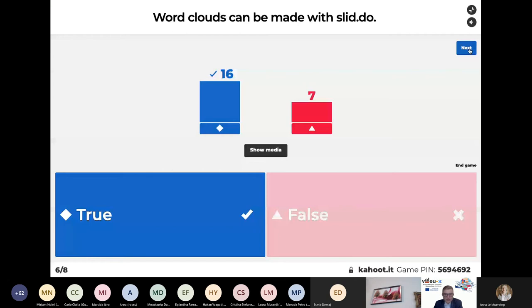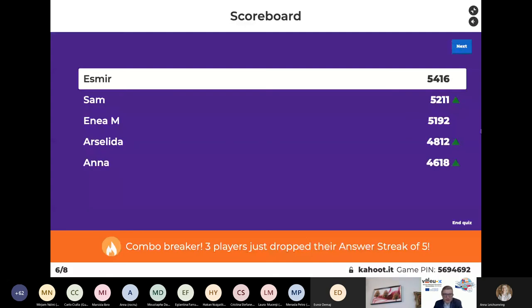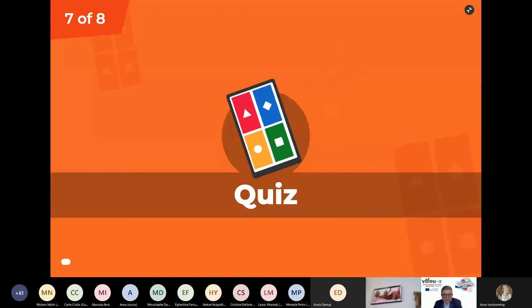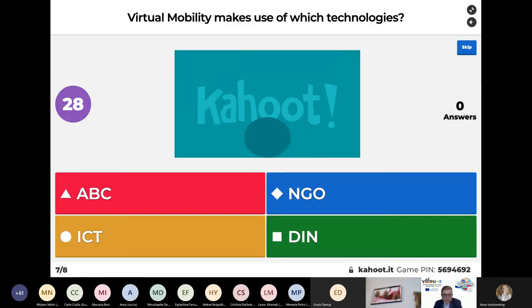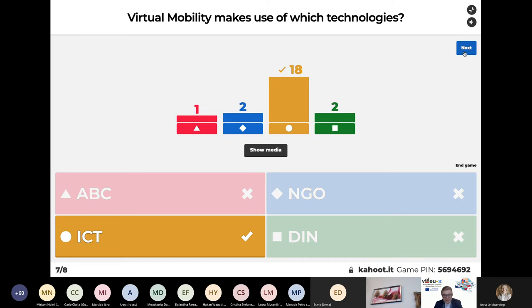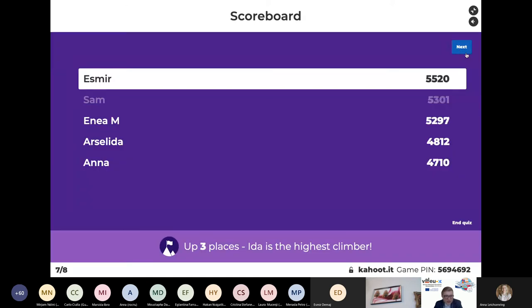Okay, 16 got the Slido thing. Great. So I think we have 1 or 2 more questions. Let's see what the ranking says. Esmir still on place 1, followed by Sam and Inea M. Really, really exciting. So the question is, virtual mobility makes use of which technologies? Oh, you know that. ICT, absolutely right. So let's see the ranking again.